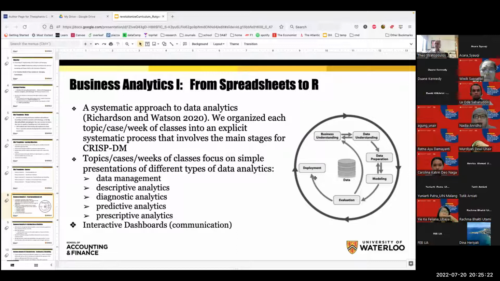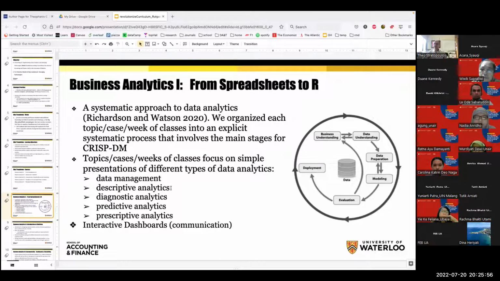The second objective of this course, since this is their first experience with data analytics, is to give them a glimpse of different types of analytics. So we have a chapter, one of the first chapters, talking about data management. And we start with data management because you cannot do data analytics unless you understand how your data is structured. So the very first case that we're doing is a case on data management.